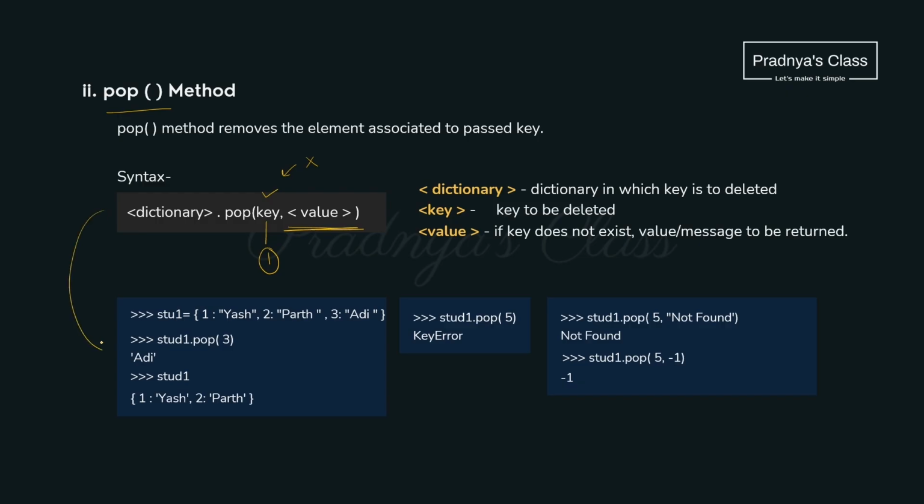This is an optional parameter. Look at the example. With pop, we have mentioned key 3, so that key value pair got deleted. If the specified key doesn't exist in the dictionary, we will be getting key error. To avoid this, we can provide the message or we can provide some value. Then that message or value will get printed instead of this exception.